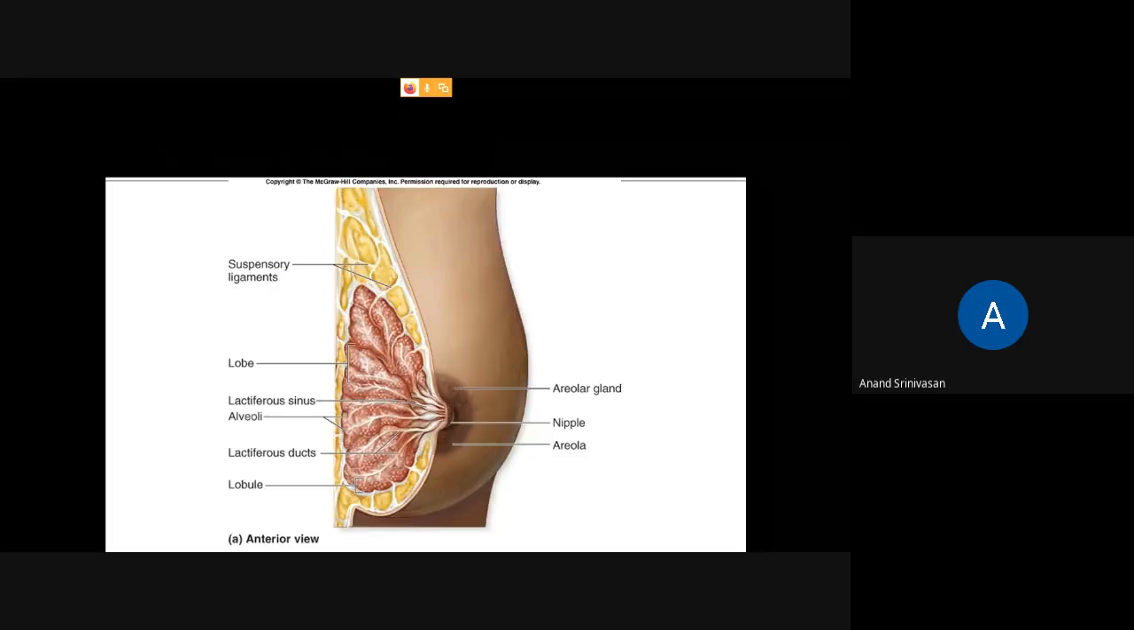Okay, so here you can see these are the lobes, and you can see the lactiferous ducts. The lactiferous ducts come and open into the nipple. All the lactiferous ducts come and open into the nipple. The nipple is a slightly elevated structure, and this is the surrounding darkly pigmented area which is called the areola.